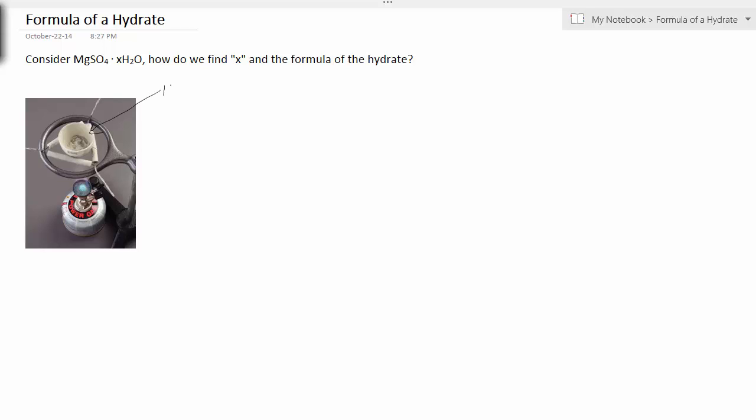Okay, we're going to look at the formula of a hydrate. So we're going to consider MgSO4·xH2O. How do you find x and then the formula of the hydrate? Look at our setup here. We've got a crucible with a solid in it on a burner.